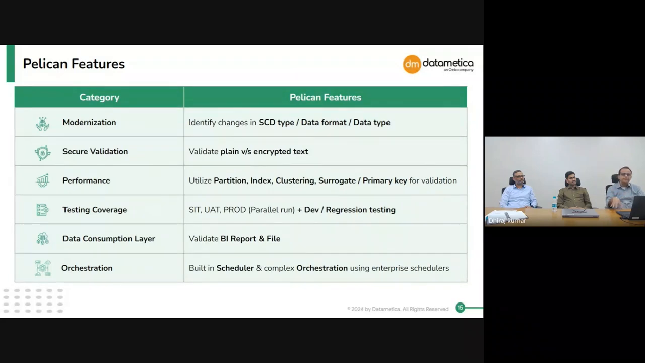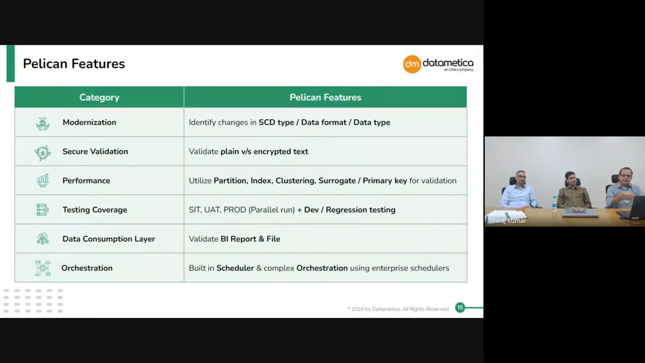That's done seamlessly. We understand that we cannot put load on the system just for validation, so we have ensured that our product is performant. We are using partitioning, indexing, clustering, and different keys to make sure that we are able to control the scope of validation.